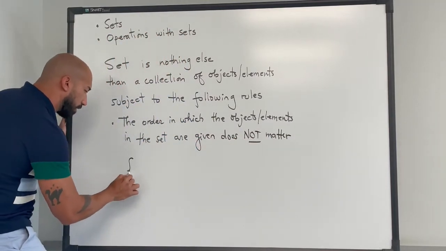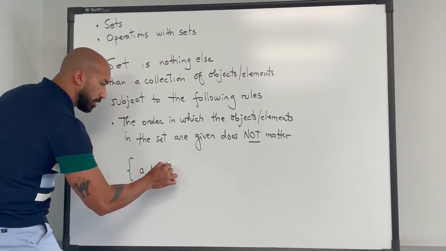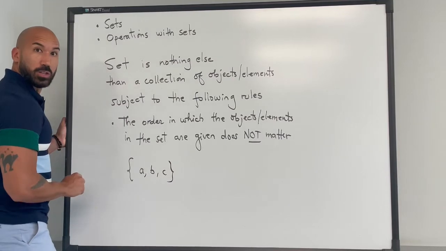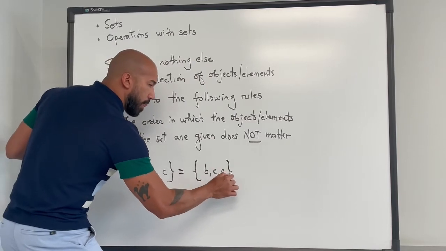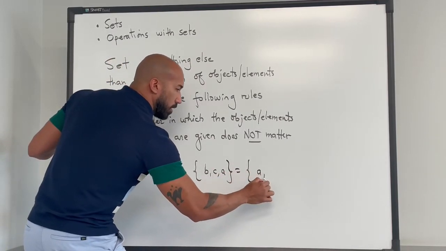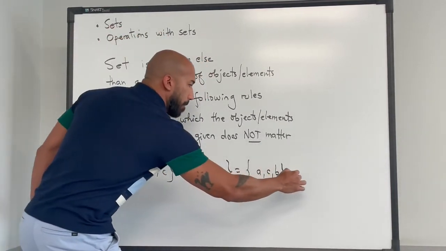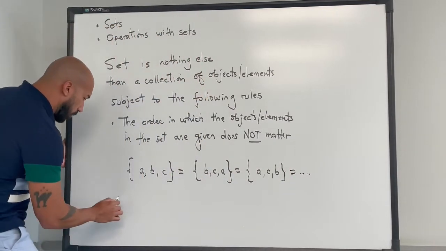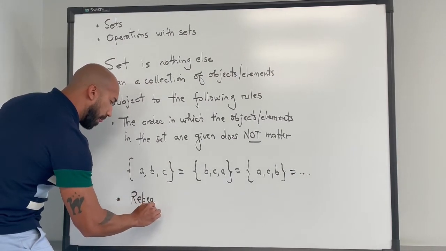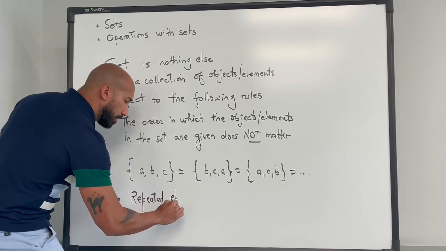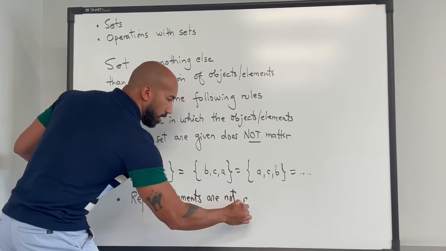What we mean is that if we have the set whose elements are the letter A, letter B, and letter C, we can describe it this way or this way or this way or in any possible order that we can list these elements. Okay. And the second rule is that repeated elements are not allowed.